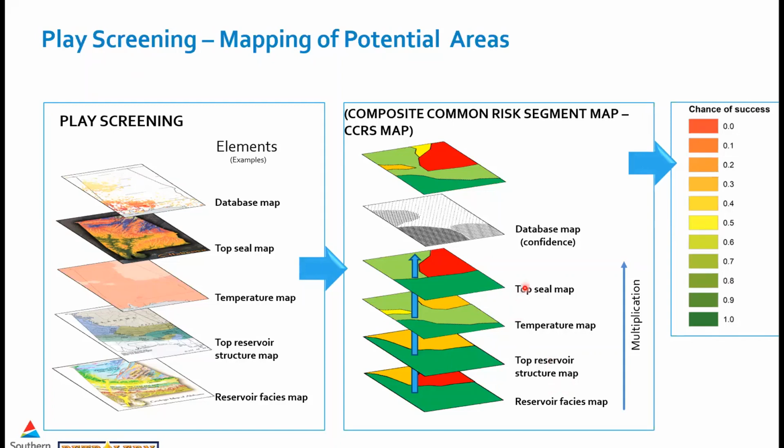After having looked at these individual elements, you can do a multiplication, and then you end up with what you can call the final map, or a composite common risk segment map. And that is the map that combines all the individual probabilities that you have assigned to each of these layers. For the case story that I'm going to present here, that is the composite common risk segment maps that we will show.